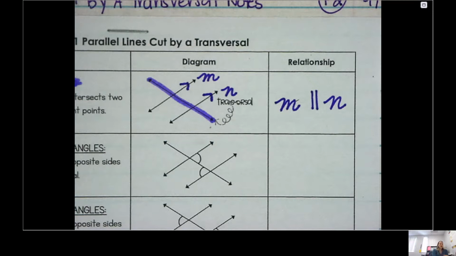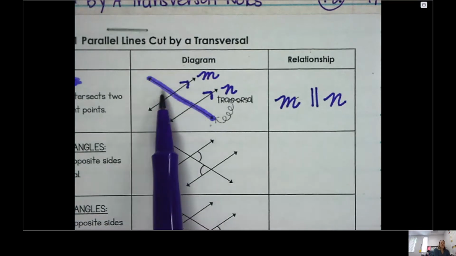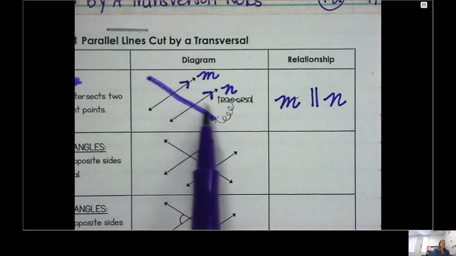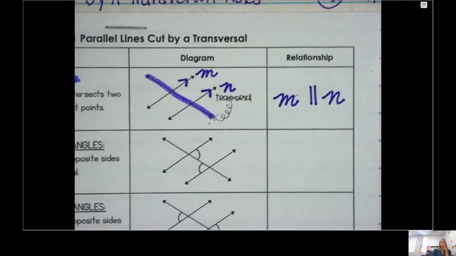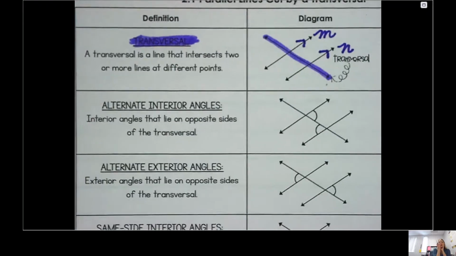Now, when we have our two parallel lines here, there are different angles being created at the top and different angles being created at the bottom. The transversal line is going to change which angles and which relationships you have between those angles. So my first one here is called alternate interior angles. Can I have somebody read that one for me? Alternate interior.